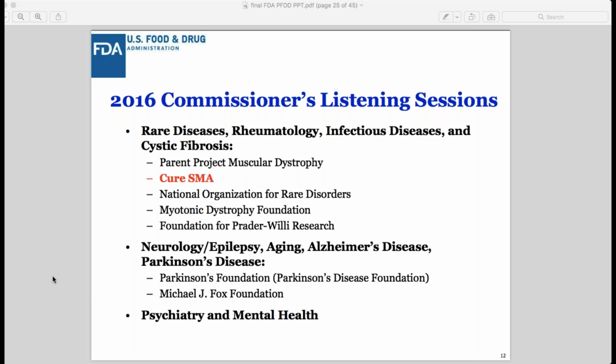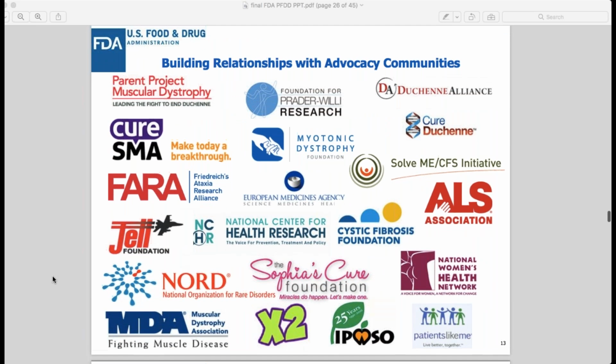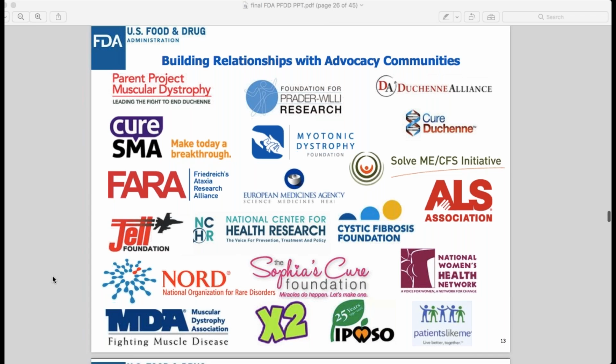Next slide. So as a result, over the years, we've built quite a bit of a number of relationships with organizations and patient groups. And this slide, I think, captures just a few of them. We have Cure SMA on there, ALS Association, Jet Foundation, National Center for Health Research, and a number of others. Next slide.